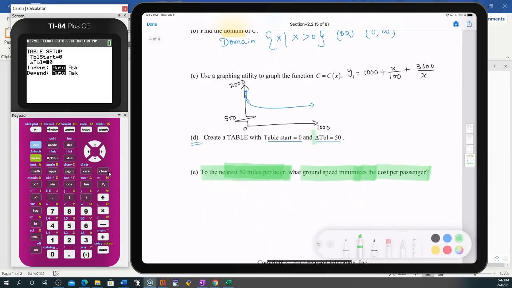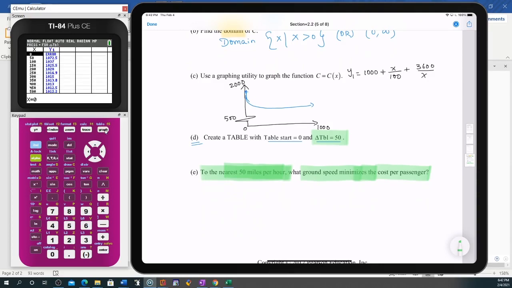So 50, which is what I did, and then I will leave the independent and dependent auto, so that automatically the calculator would generate it for me. Now I need to see the data table set. So to do that, again hit second graph, and you will be able to see the table. Okay. Now, what I'm looking for is the minimum y value. So technically, wherever my y is the smallest, the corresponding x value is the answer for E.